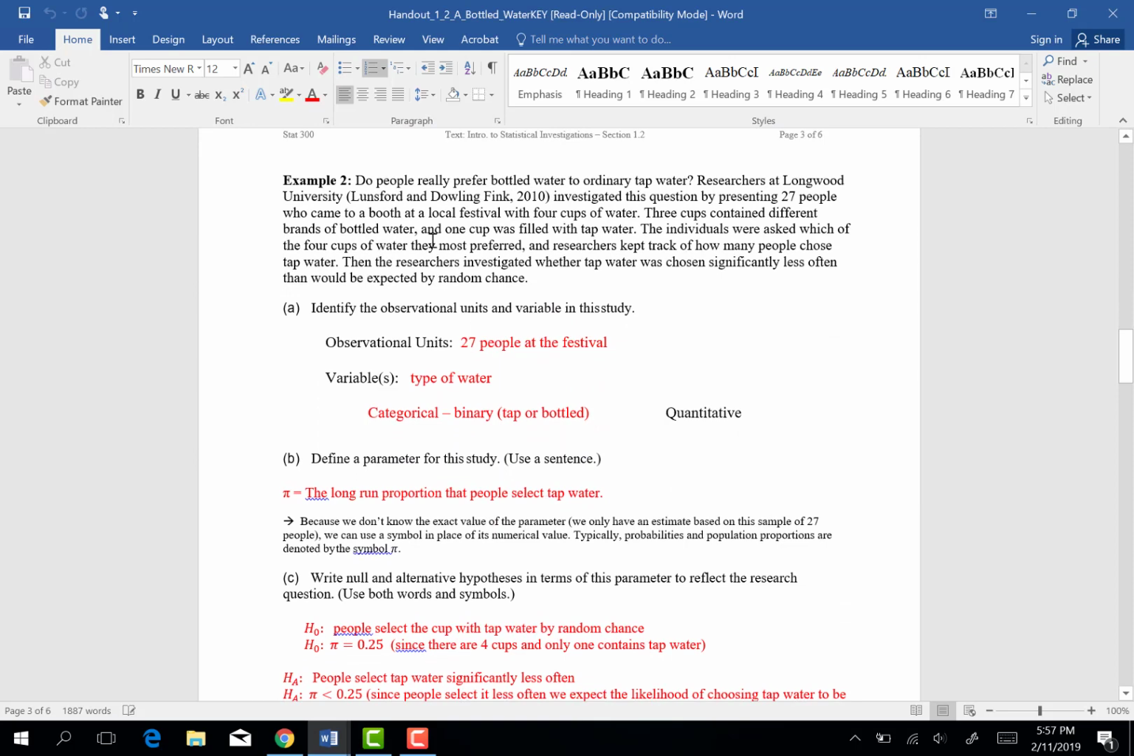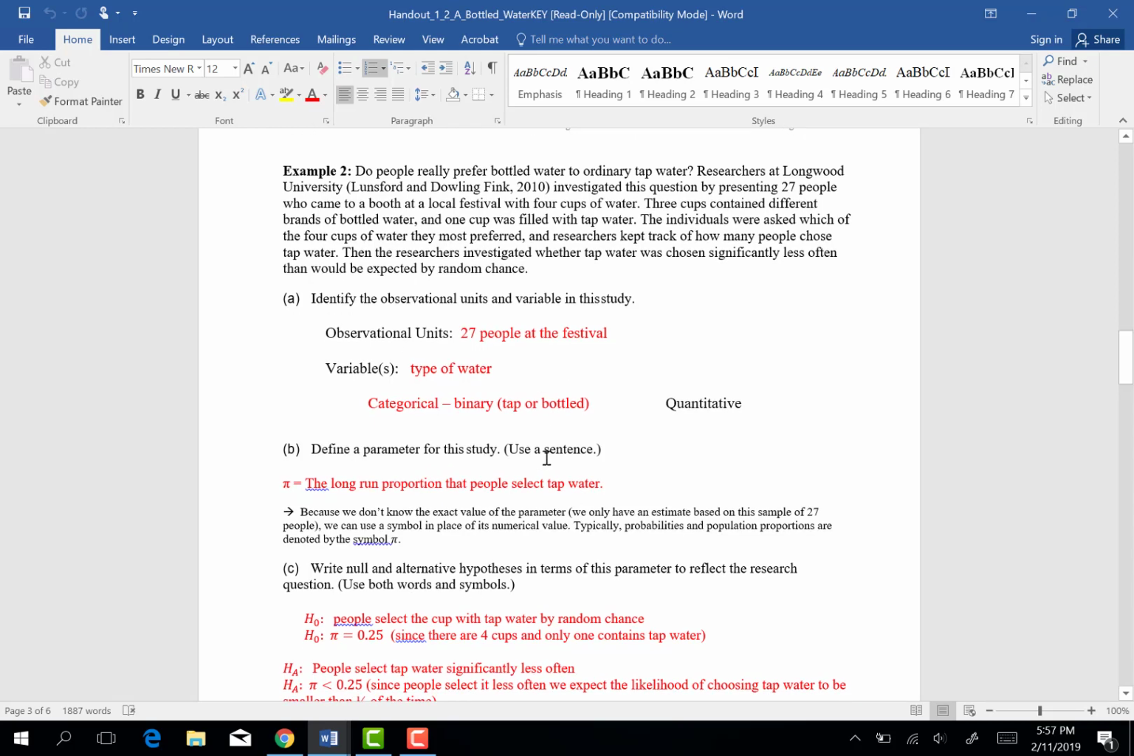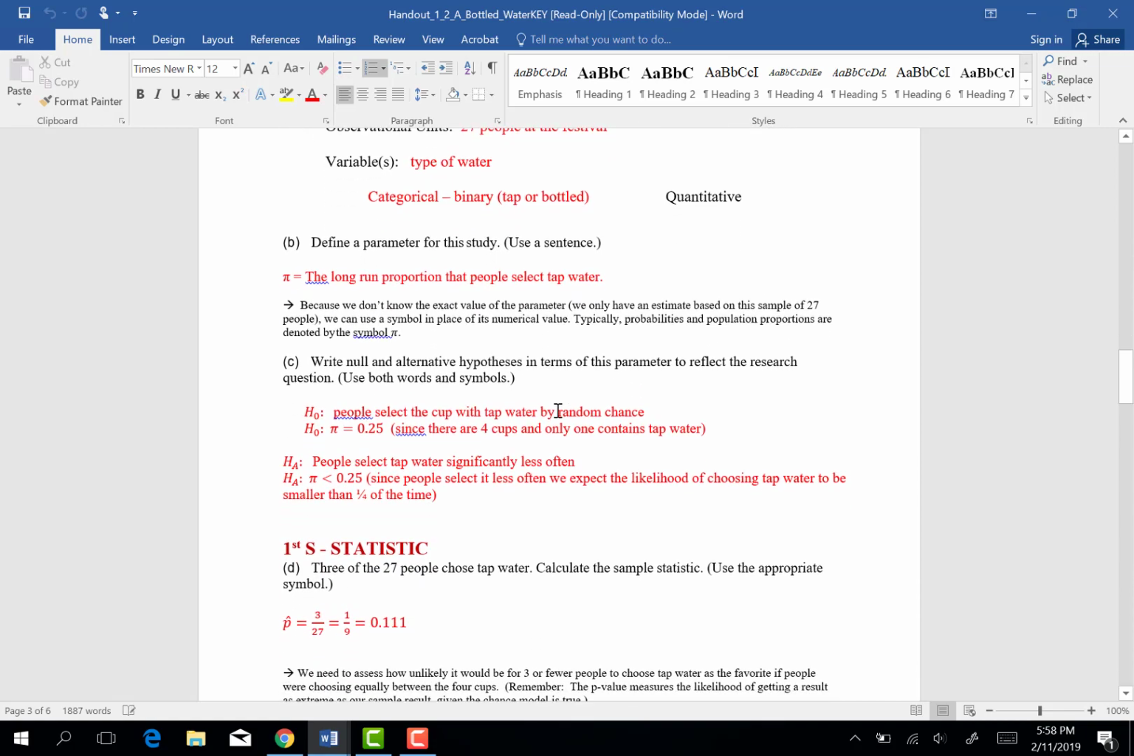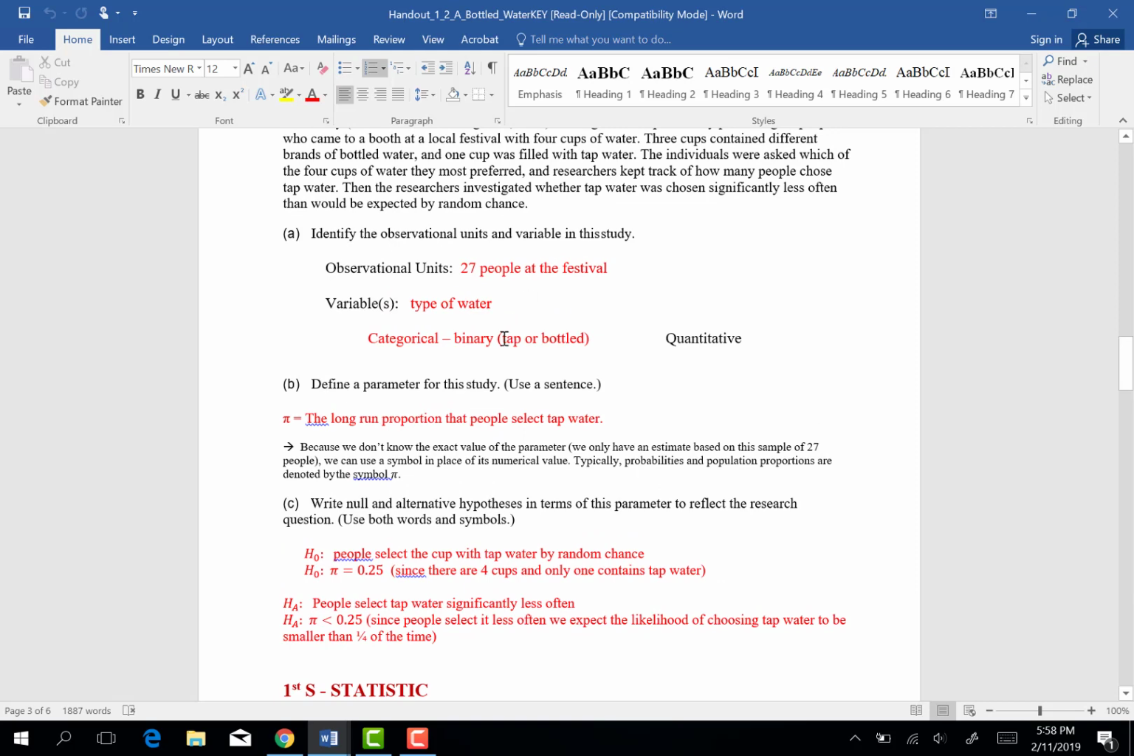In this example, do people really prefer bottled water to ordinary tap water? So I wanted you to go through and do the same thing as we did for the friendly toy versus the unfriendly toy, and read the study and observe. Jot down what the observational units are and what the variable is. So here, 27 people at the festival, type of water, and it is categorical binary because they pick tap or bottle. So there are only two choices. Even though there are 4 cups, we're really doing tap or bottled water, so still binary.